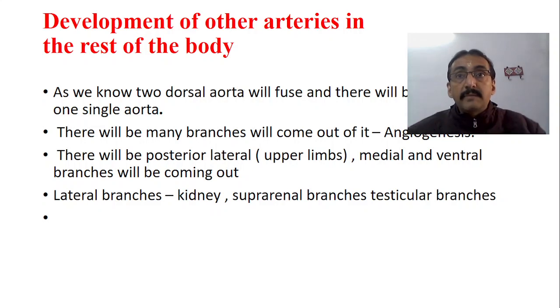Now these are the different branches of the descending aorta. We have the celiac trunk, superior mesenteric artery in the later part. The lateral branches supply the kidney, giving the renal arteries and suprarenal arteries. The medial branches usually give rise to the celiac trunk, colic trunk, and then the superior mesenteric, inferior mesenteric arteries, etc.